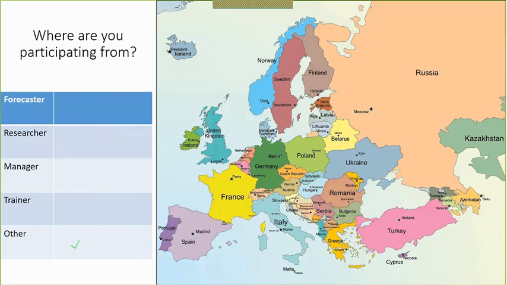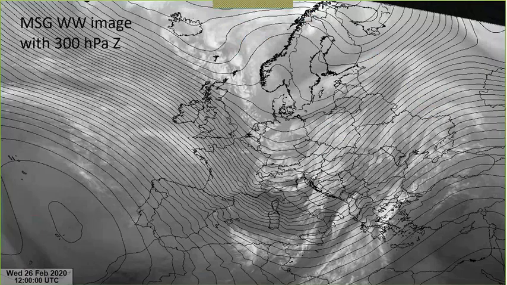Okay, let's start with the actual presentation now. First, I would like you to see the water vapor image from 300 hectopascal. And I have also the 300 hectopascal pressure field here, and I think it's really quite uniform, at least in my opinion.